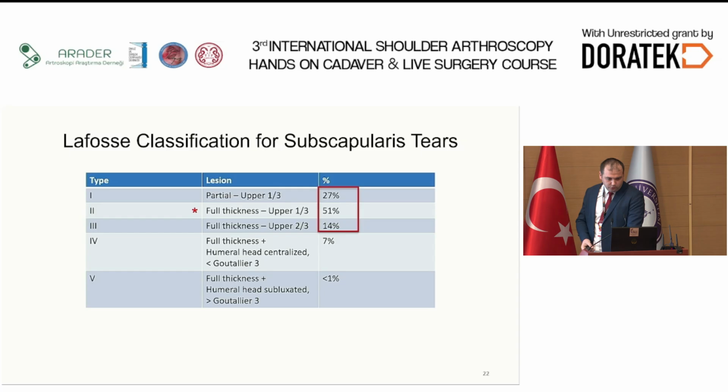These first three types mostly benefit from a simple repair, with no need for extensive releases. In types 4 and 5, there is muscle atrophy and fatty degeneration. If the atrophy is less than 50%, according to the Goutallier classification, it's type 4. If it's more than that, it's type 5. In type 5, even if we were able to repair the tendon, it would still be nonfunctional, so we should be thinking about tendon transfers.